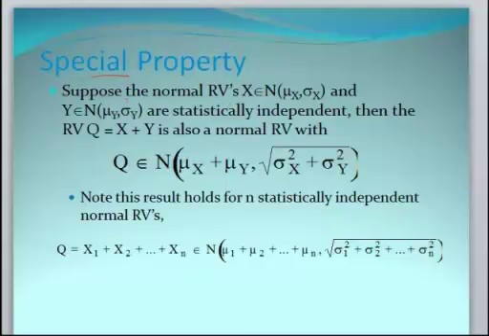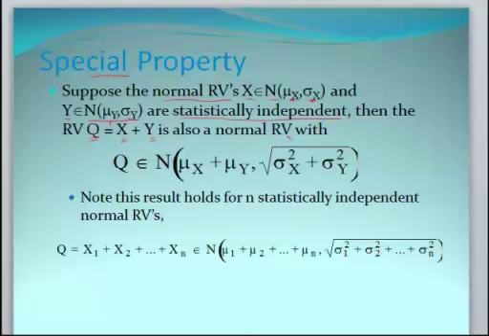Let's suppose that we have some normal random variables, so they're characterized by a normal curve with a mean and a standard deviation. X is characterized by that kind of normal curve, and y is also characterized by a normal curve. It just has a different mean and a different standard deviation. And let's say those two random variables are statistically independent. Then we could say that there's a new random variable, which is simply the addition of those two random variables.